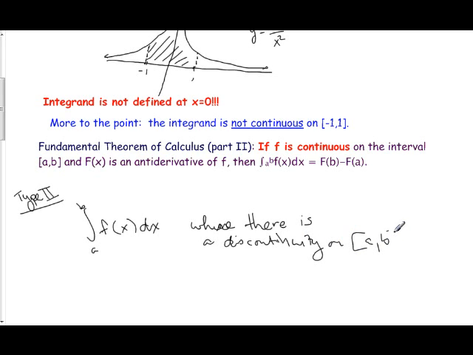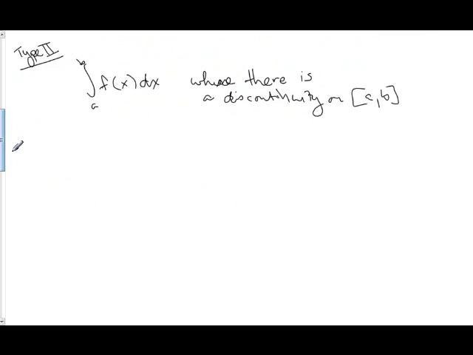On the closed interval a, b. So there being a discontinuity tells us what? Well, let's look at it the first way. f is discontinuous at a. Let's suppose f is discontinuous at a. So for example, I could look at the integral from 0 to 1 of dx over x squared. The integrand, 1 over x squared, is not continuous at 0, right?